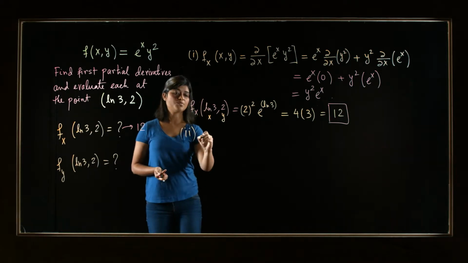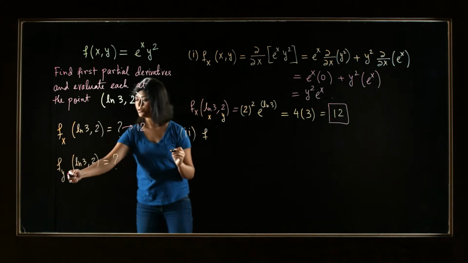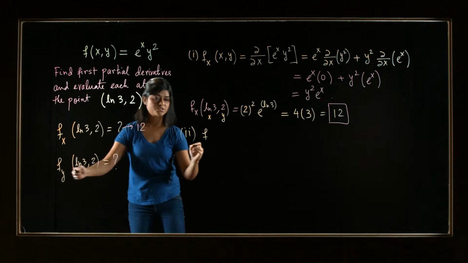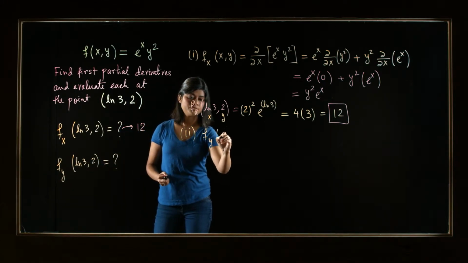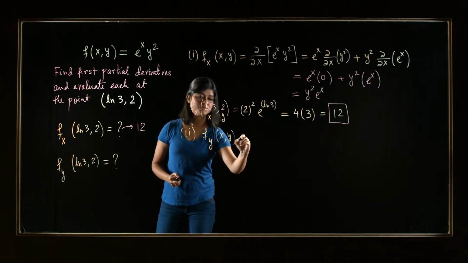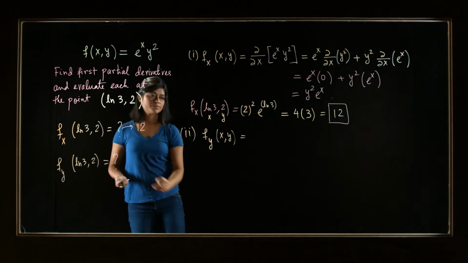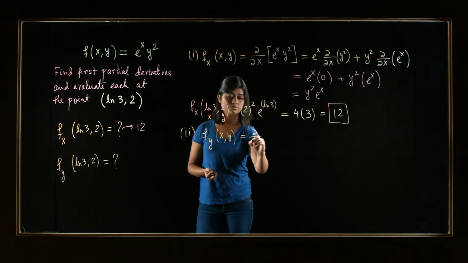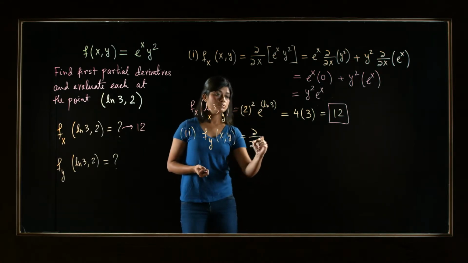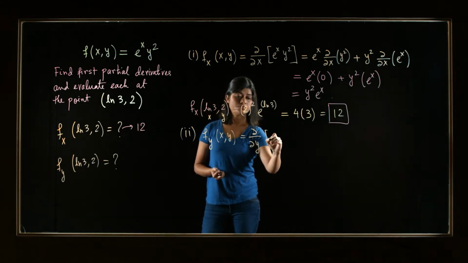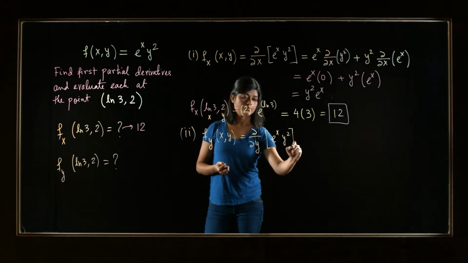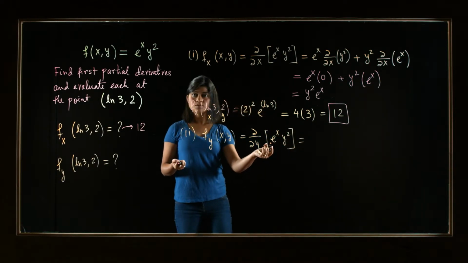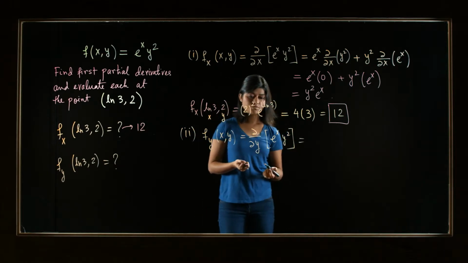Let's move on to the second one. Now we have to compute the partial derivative with respect to y. So let's figure out the derivative first, and then we'll evaluate at that point. So this is equal to the partial with respect to y of the function e to the x y square. Again, you have to use the product rule because it's a product of two functions.